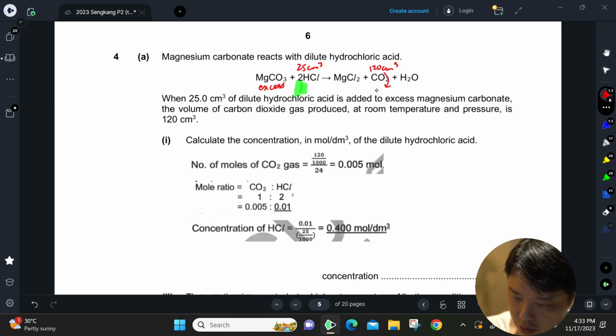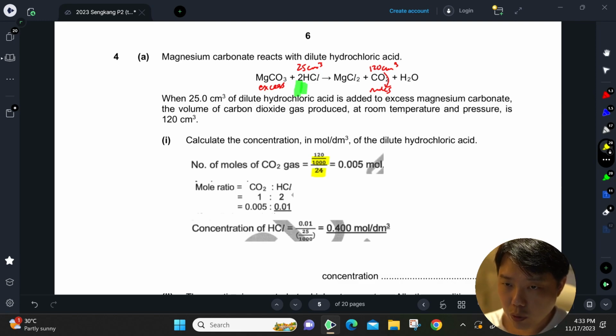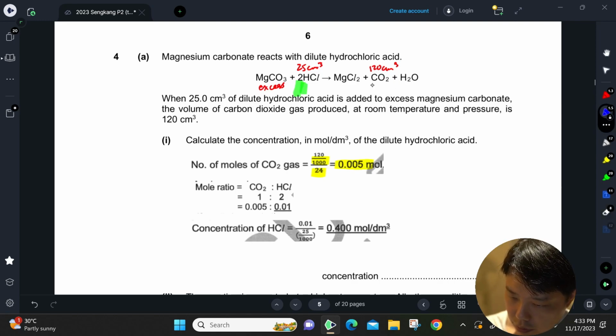We convert it to number of moles by dividing it by the molar volume of gases at room temperature and pressure, which is 24 dm cube. So 120, we convert it to dm cube first by dividing by 1000, and then after that dividing by 24, so we get 0.005. We write it in: 0.005 moles of carbon dioxide was produced from your carbonate.